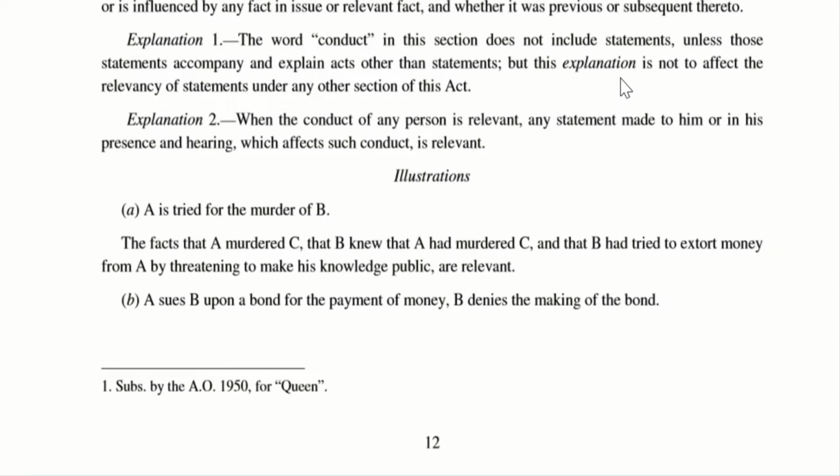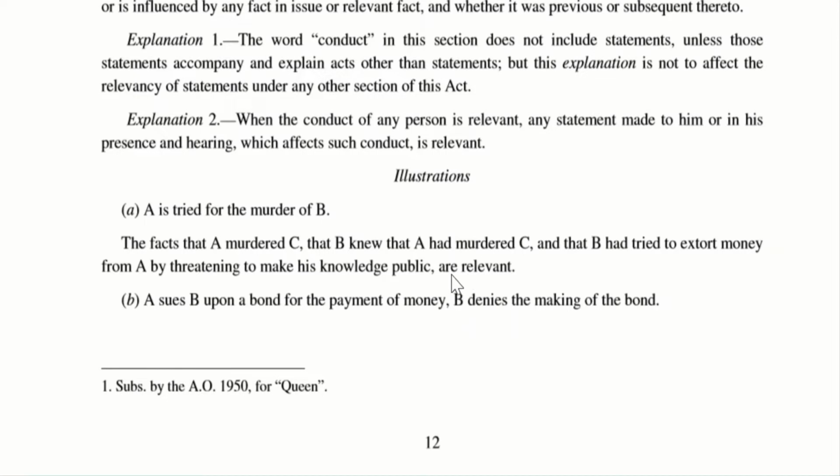So now B is going to A and saying, see, I have seen you murder C. If you don't pay me money, I'll make this public. I'll go and say to everyone that you killed C. So this is absolutely irrelevant. The reason being, there is a possibility that A could have murdered B as well, because B is trying to extort money from A. So all these aspects are relevant.